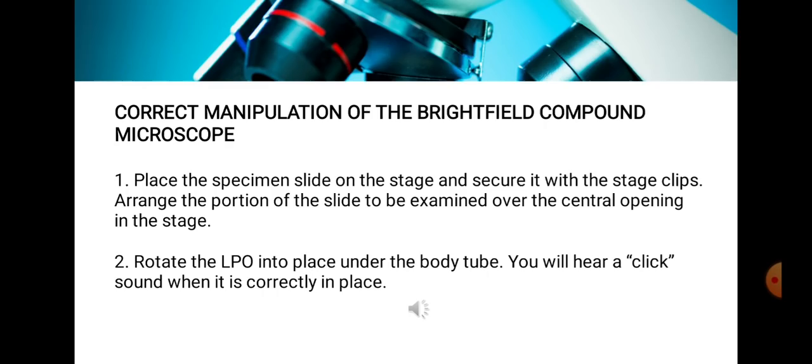Now that you have learned about the proper care of the microscope, I will be teaching you the correct manipulation of the Brightfield compound microscope. First, you have to place the specimen slide on the stage and secure it with the stage clips. Arrange the portion of the slide to be examined over the central opening in the stage. Next, you have to rotate the LPO into place under the body tube. You will hear a click sound when it is correctly in place.